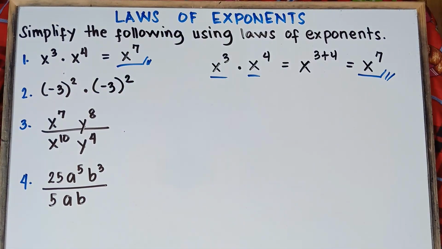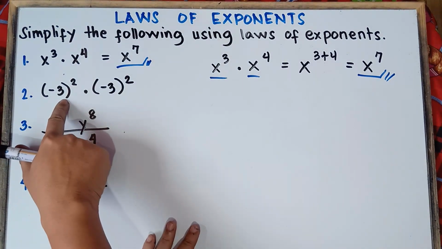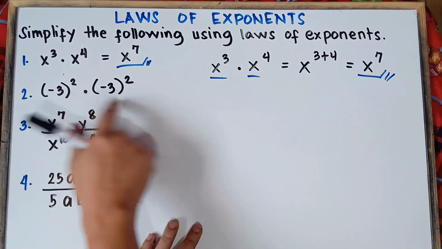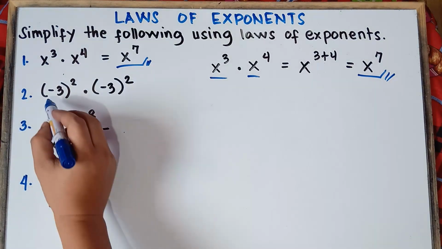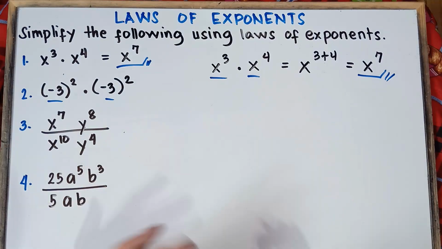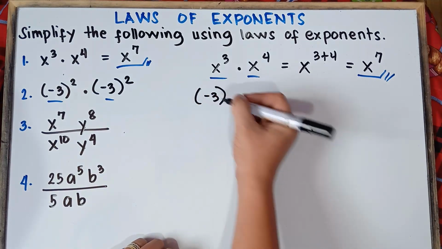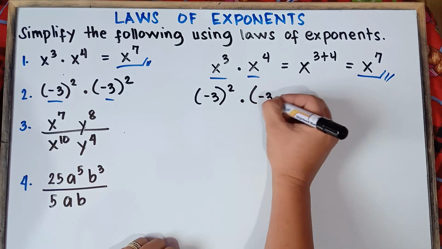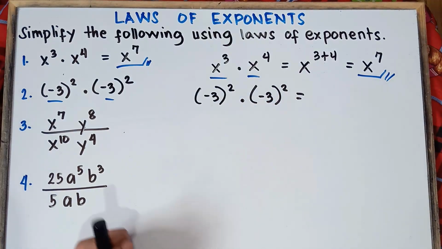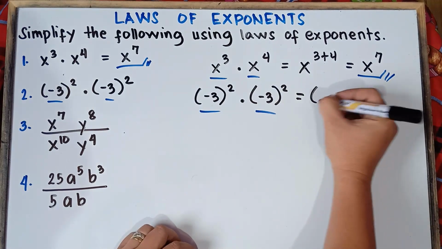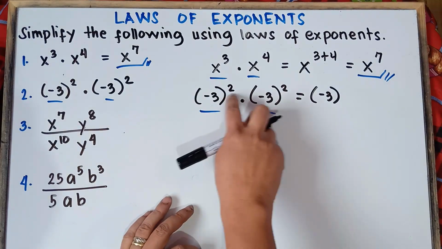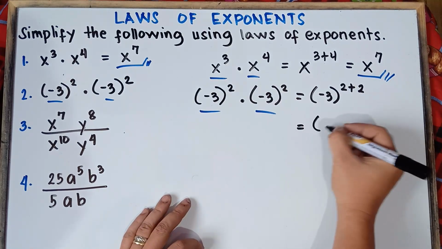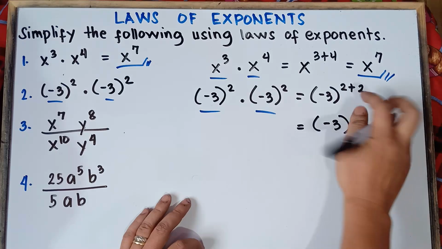Alright, let's have example number 2. Quantity negative 3 raised to the power of 2 multiplied by quantity negative 3 raised to the power of 2. Do they have the same base? Yup, same base, which is negative 3. Therefore, we can apply the product rule. Quantity negative 3 squared multiplied by quantity negative 3 squared. Same base, we can copy the base, copy quantity negative 3, and then simply add the exponents, 2 plus 2. So this will be quantity negative 3, then 2 plus 2, that is 4.